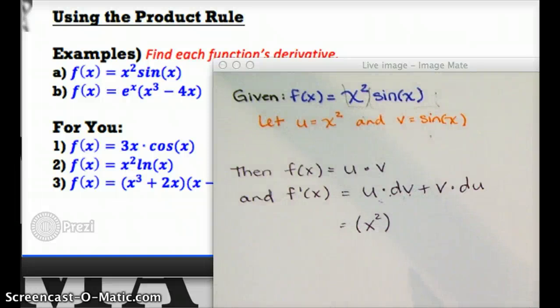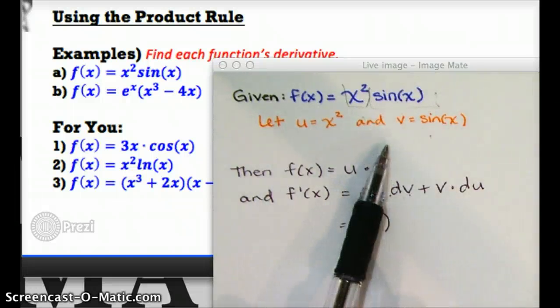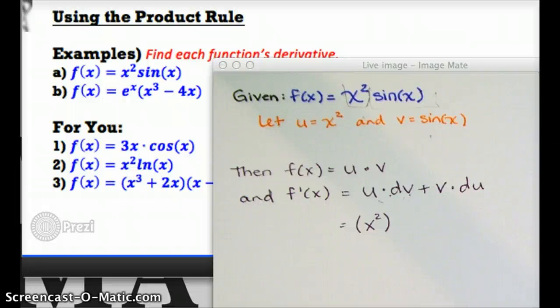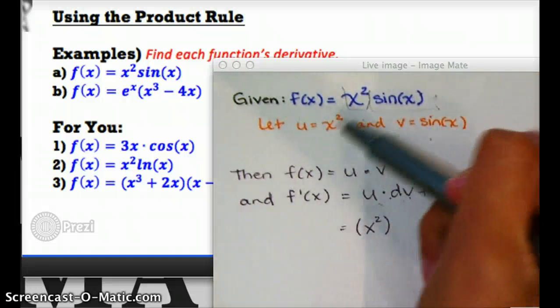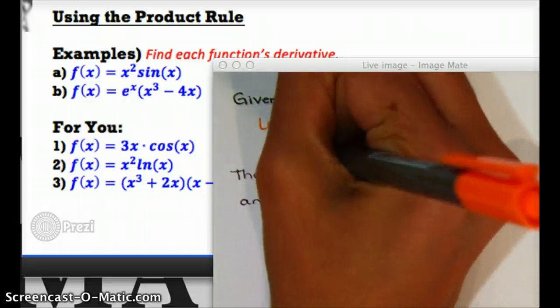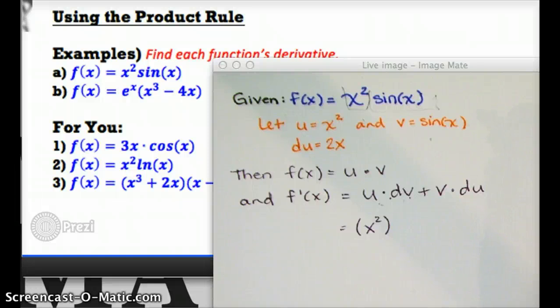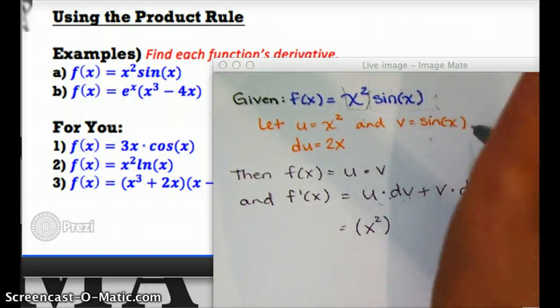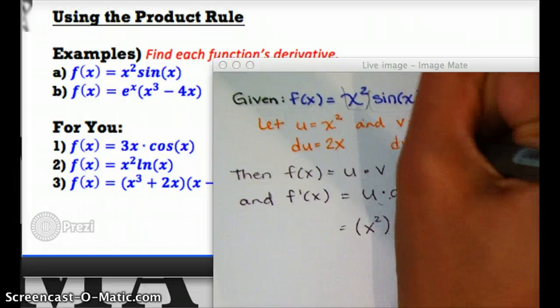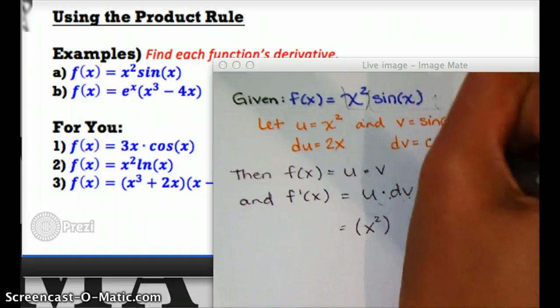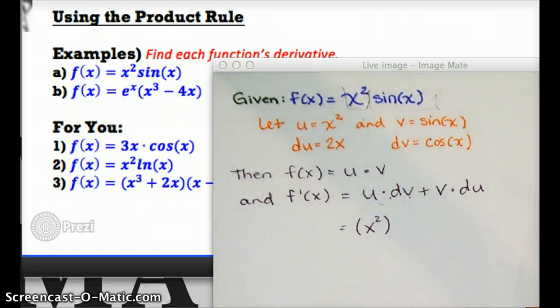I don't know what that is, and that's why we left some blank space right here. So you want to go back up, and let's find those derivatives. These should be easy. If u is x squared, then the derivative of u is just 2x, and I just used the power rule from class. Similarly, if v is the function sine of x, the derivative of v is going to be cosine of x, because that's one of the ones that I asked you to memorize.